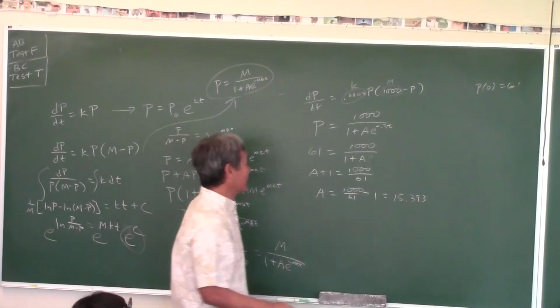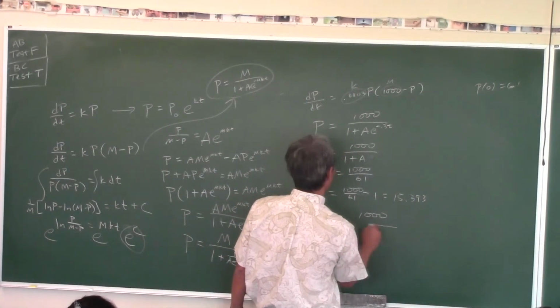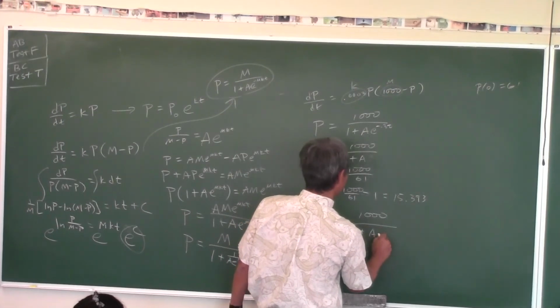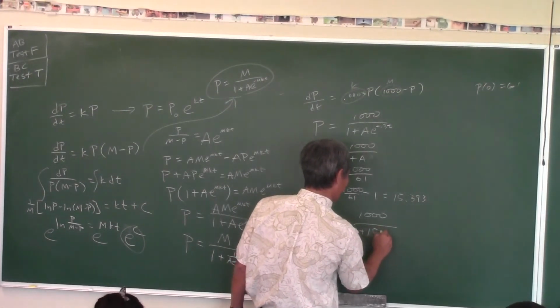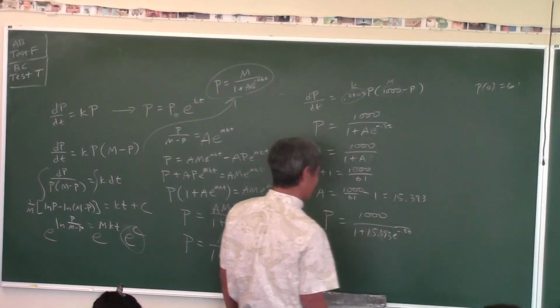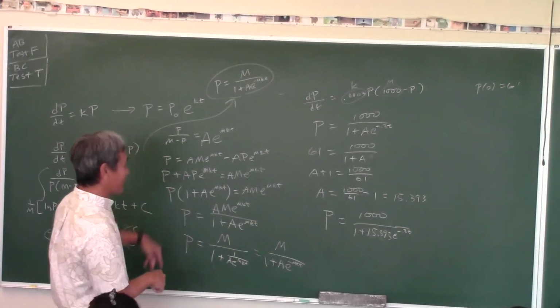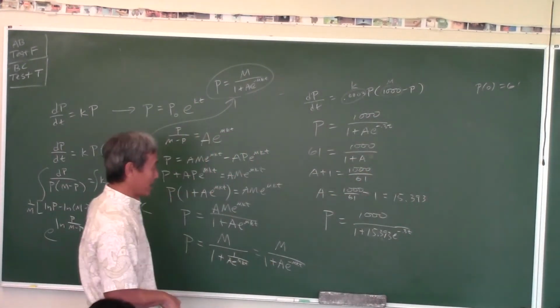Okay, so that means this is our equation. P equals 1,000 all over 1 plus 15.393 e to the negative 0.3t. There you go. This is the solution to that differential equation. This is how the moose are going to grow over this time.